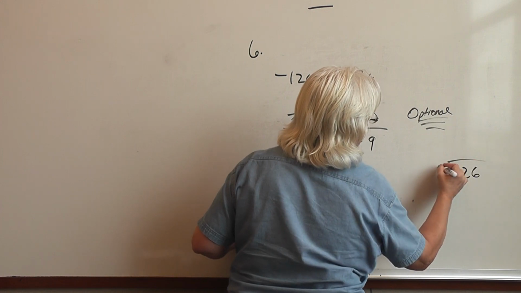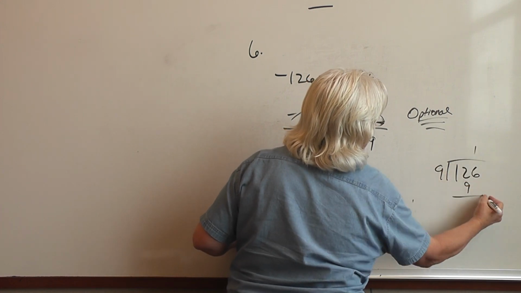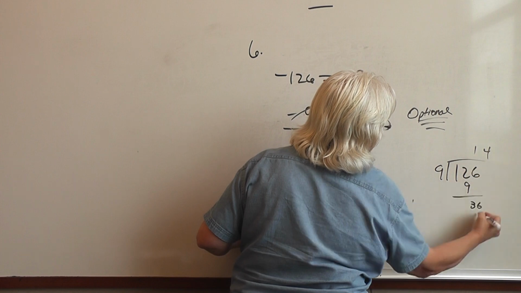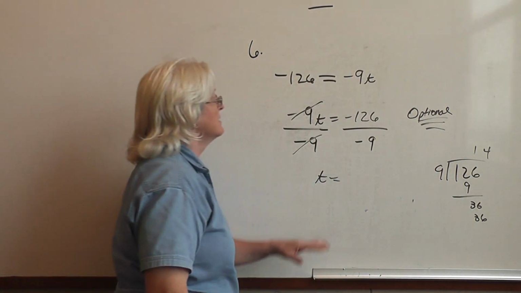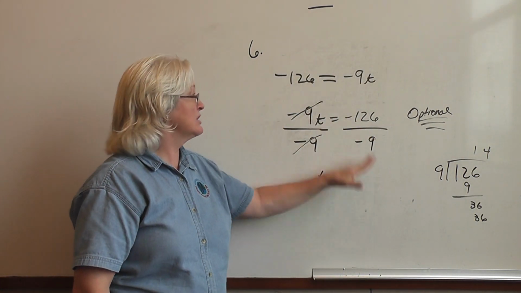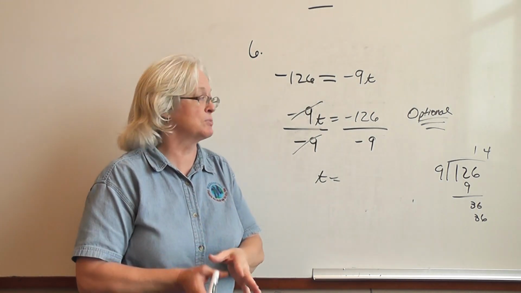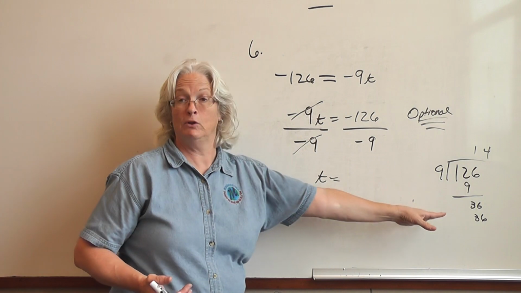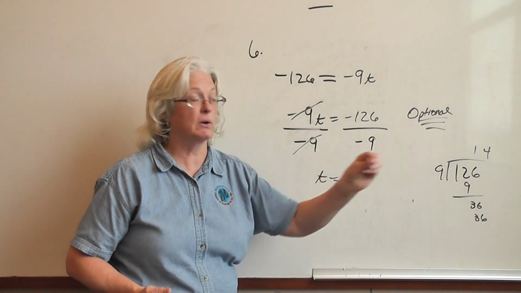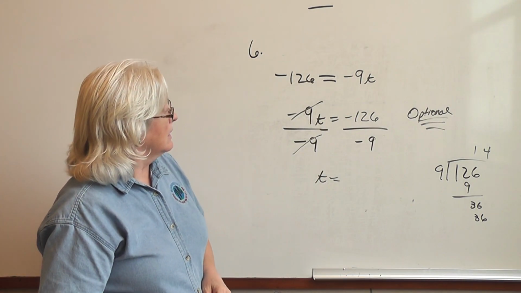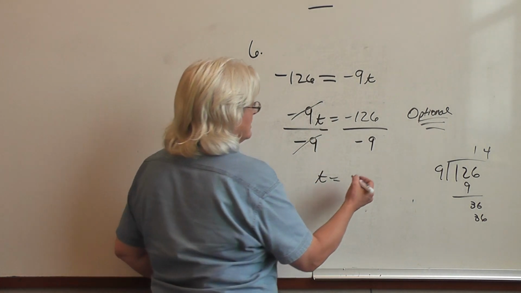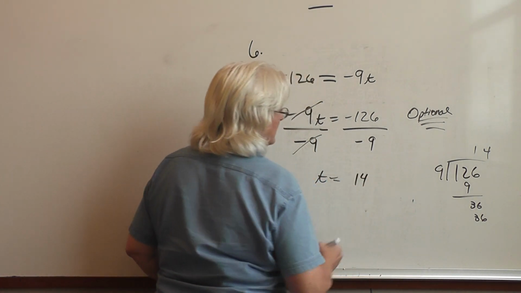126 divided by 9, 14. Yeah. Kids, in my co-op class, you have to show your steps like this. I'm teaching, you've got to know the algebraic method. If you have to do your arithmetic out to the side, go ahead and do it. Okay, we have a 14. 126 divided by 9 is 14.